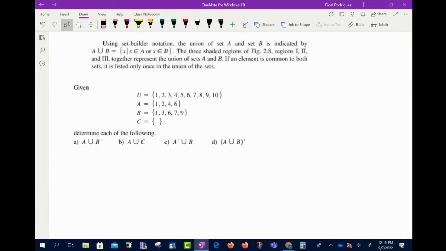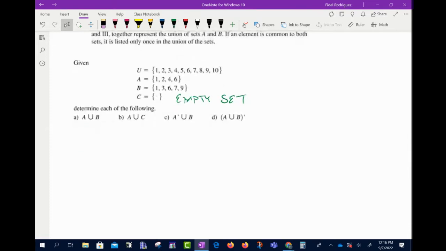Our set B are the numbers 1, 3, 6, 7, and 9. Anybody know what the set C is? Empty set, right? Cool. All right, so just to make sure that we remember, that's what we call the empty set. Okay, so look, y'all, we got a few problems to do here, and we're going to do these problems just like we did the other ones, real similar at least.